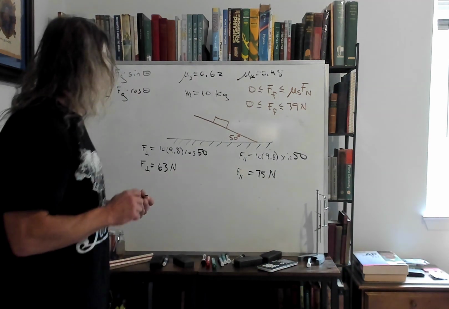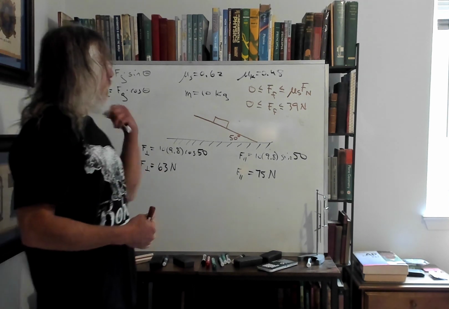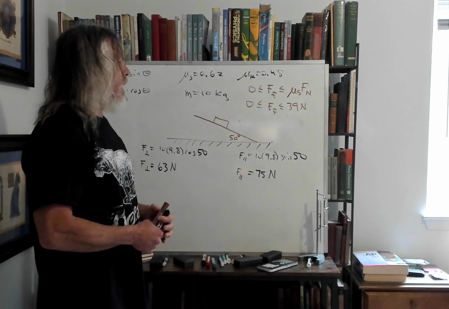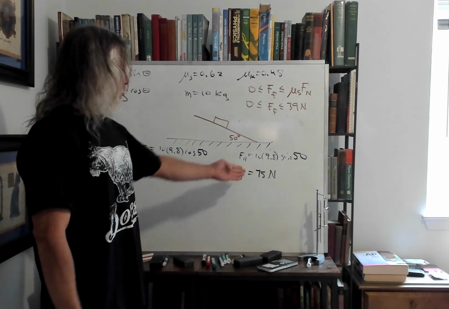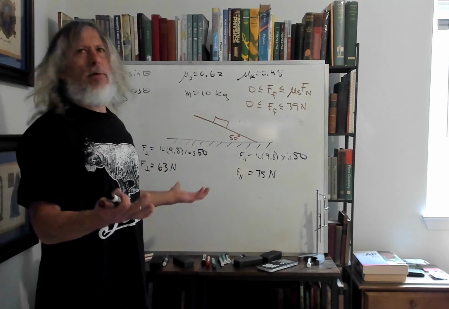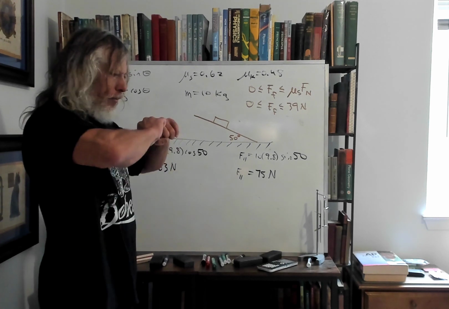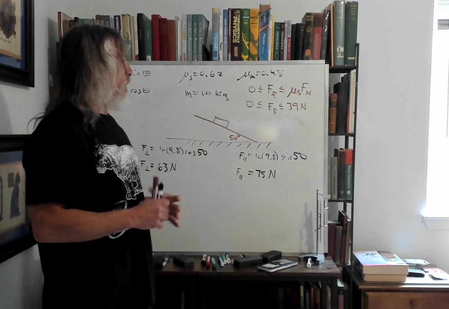So in this case, with a different angle, the maximum that static friction can provide is 39 newtons, but the parallel is 75. So the eraser breaks free. The force of gravity down the board is more than what friction can hold.